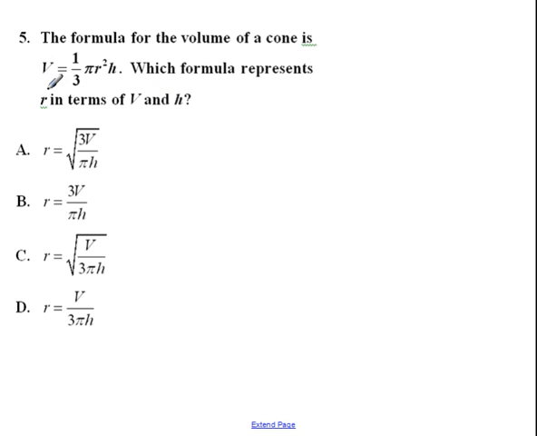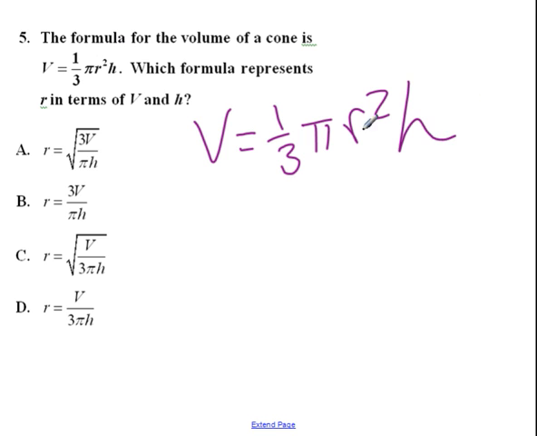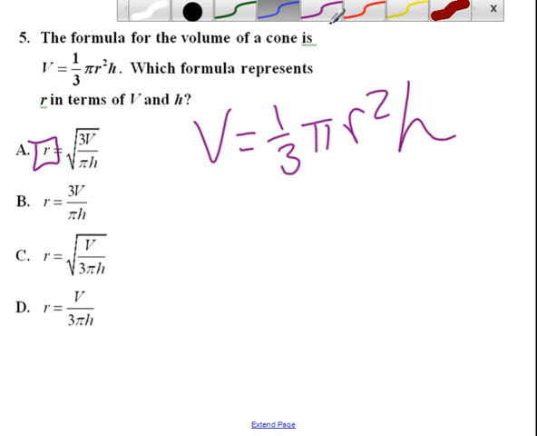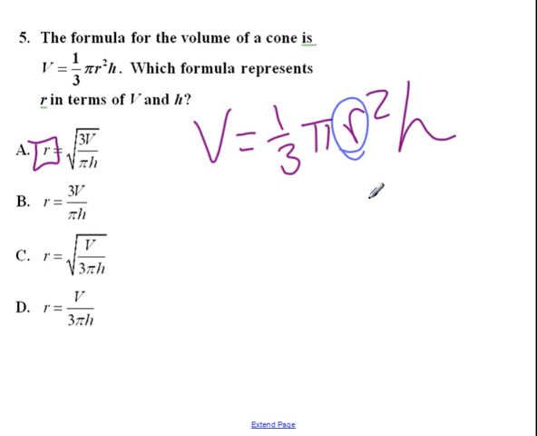You'll probably guess on this one too because, oh my goodness, it looks scary. There's all these letters. And what does it say? V equals 1/3 pi r squared h. It says it wants us to have r all by itself. And if we didn't know that, all of our answers say r equals. So the first thing I'm going to do is circle my r.